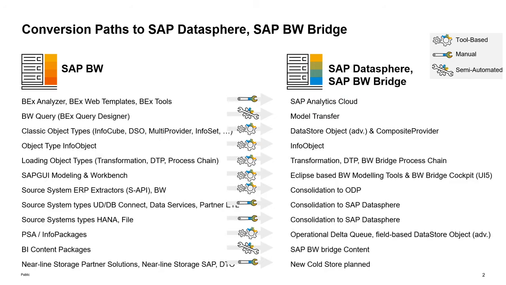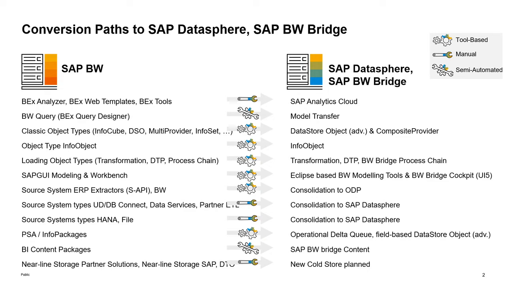So this slide here shows the conversion paths to SAP Datasphere, SAP BW Bridge for various different object types that would exist in your current BW system. We did talk about this in webinar 1 at a high level, and I plan to recap and cover these same items here just to make sure that we have a better understanding of what the tooling that we're looking at is checking.